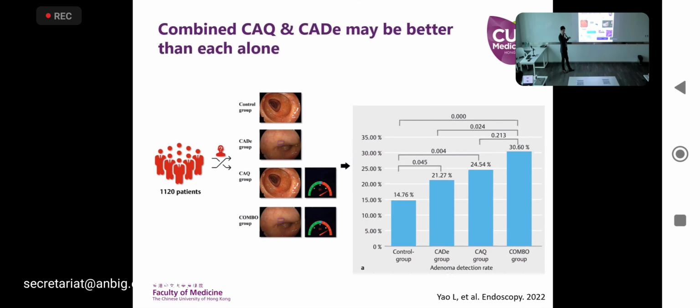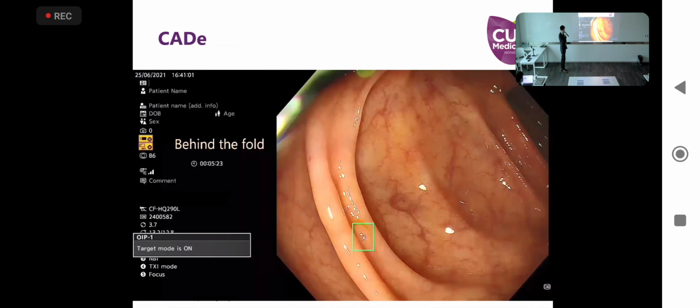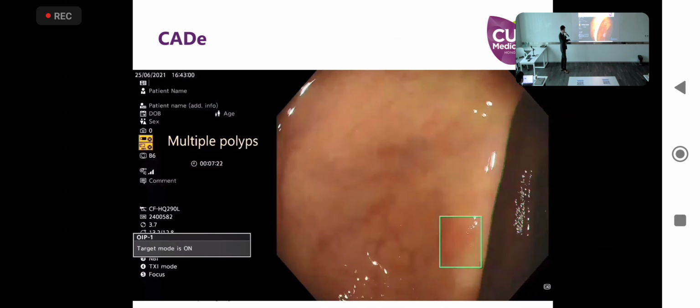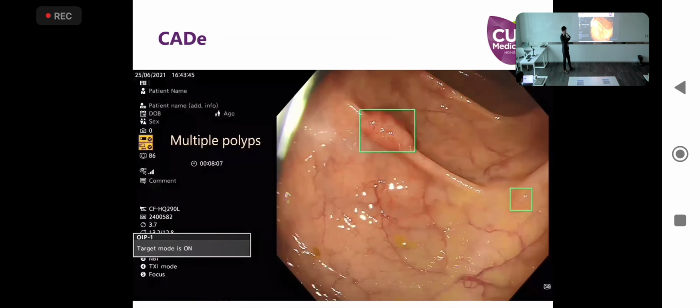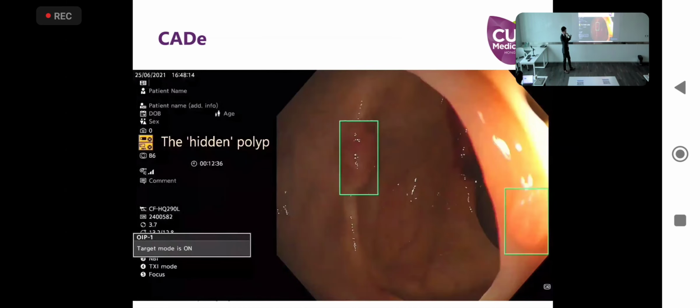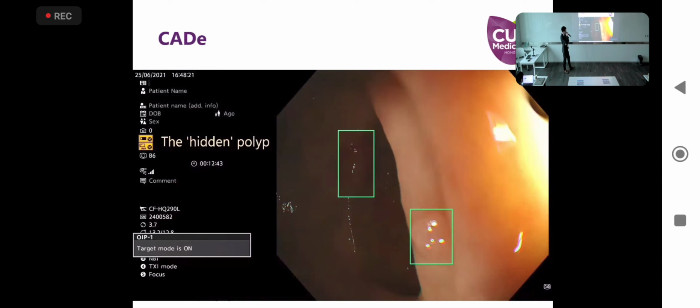Apart from quality control, the computer can actually help us to do more, including detection or characterization. There are numerous brands nowadays in the commercial market, including different companies and different applications, but the main task will still be either detection or characterization. This is one example of CADe for detection. I'm sure you're all aware of this application because it's common and widely used. Whenever we see any polyp, which may be easily missed by our human eyes, especially the smaller ones hidden in the fold, the computer can add an alert and make sure we see it and resect it.